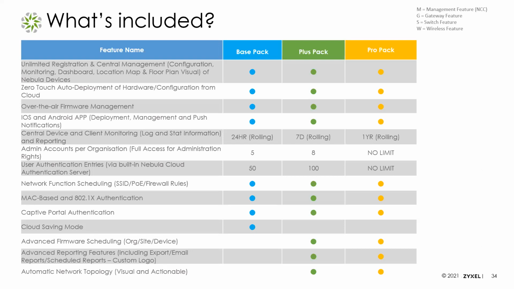The next area where we have some differences is on the admin accounts. The free version of Nebula gives you 5 admin accounts per organization. Plus Pack gives you 8, and Pro Pack gives you an unlimited number of admin accounts per customer.